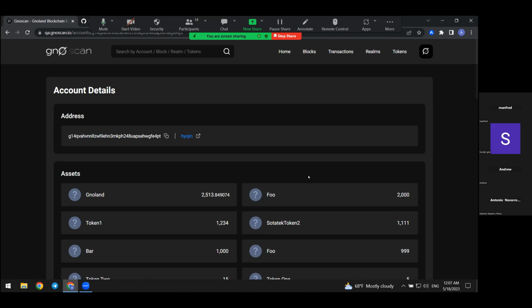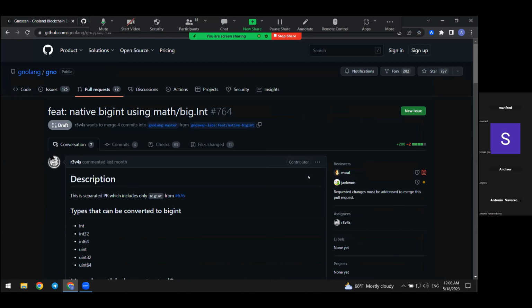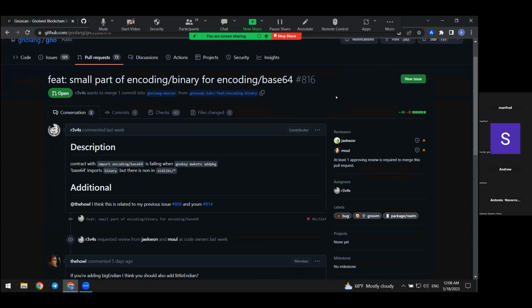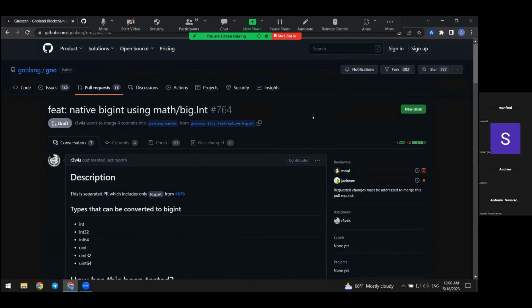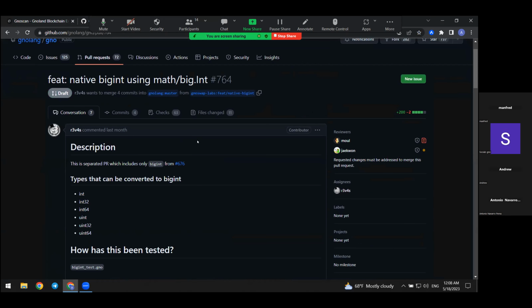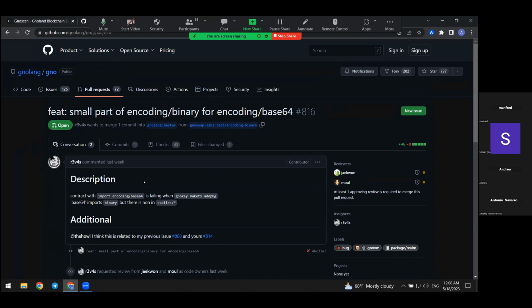I also want to share a couple of ongoing PRs that relate to GNOSwap, which are 764 and 816. The first one is the addition of BigInt for supporting a wider range of numbers. The second one is a small bug that we ran into when importing encoding/base64. Dongwon, do you want to add anything to these?